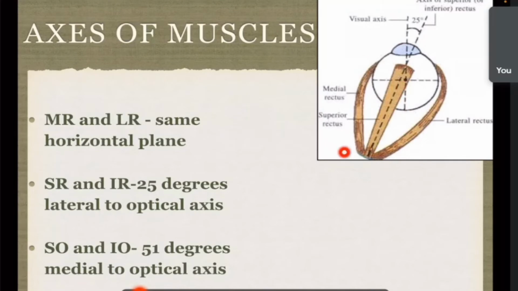So medial rectus and lateral rectus, the pull is in such a way that the plane is the same as that of the optical axis. So what about superior rectus and inferior rectus? This is the superior rectus, and below we have the inferior rectus. So what is the axis? It is not the same as that of the optical axis. It is 25 degrees lateral to the optical axis. Can you see in this diagram? It is 25 degrees lateral to the optical axis.